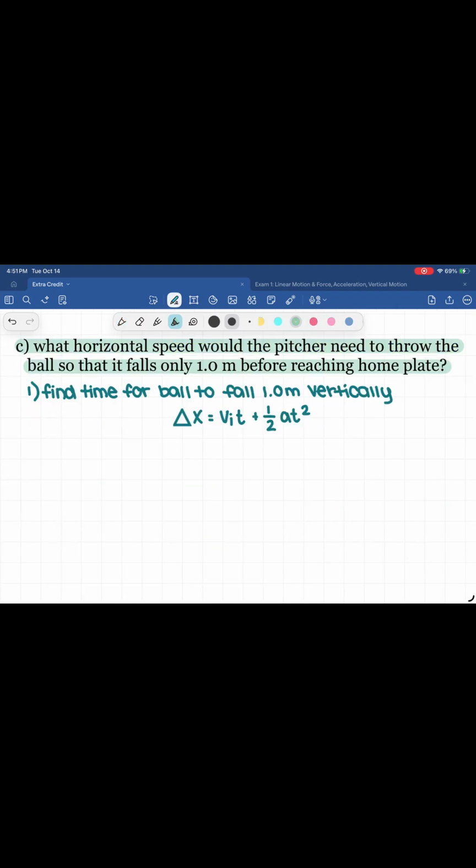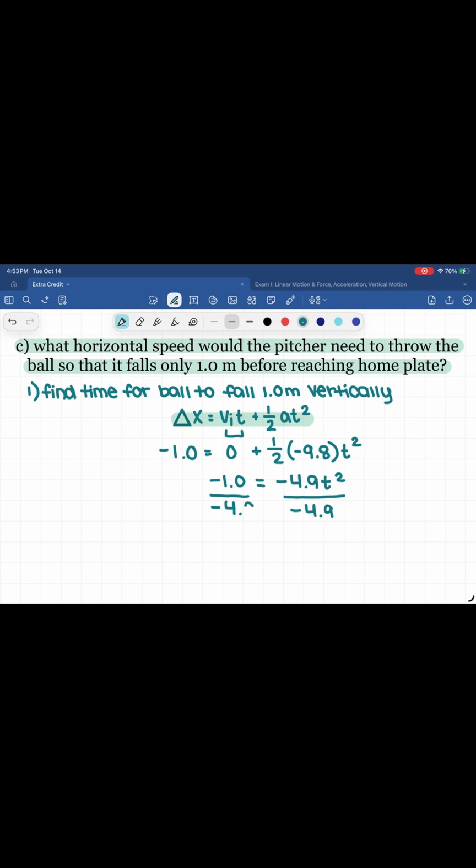Part C. Now we want the ball to fall only 1 meter by the time it reaches home plate. First, we find the time it takes to fall 1 meter using the vertical motion equation. We plug in negative 1.0 meters for delta y, so negative 1.0 equals 0 plus 1/2 times negative 9.8 t to the second. Now we can simplify, so negative 1.0 equals negative 4.9 t to the second power. Here we divide both sides by negative 4.9. This side cancels out and we get 0.204, which we can then square root to get a final answer of 0.452 seconds.